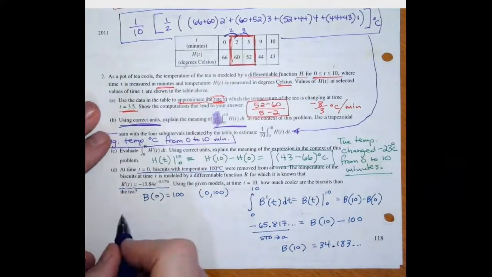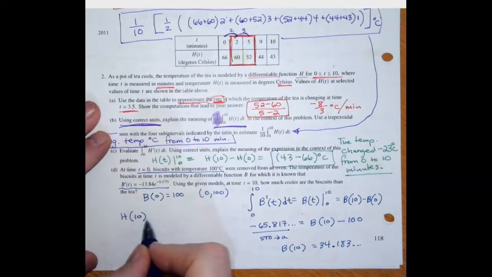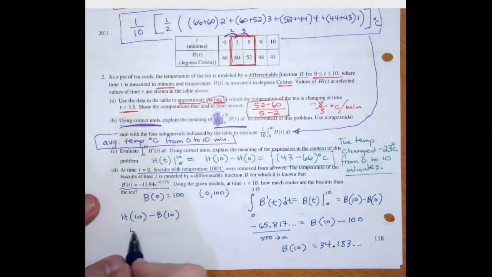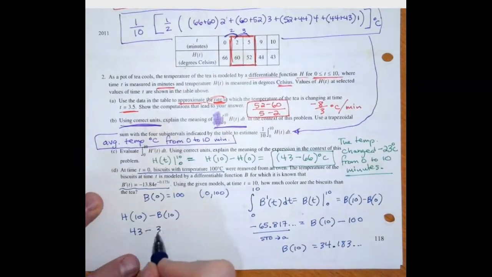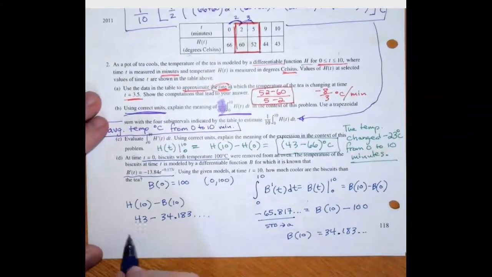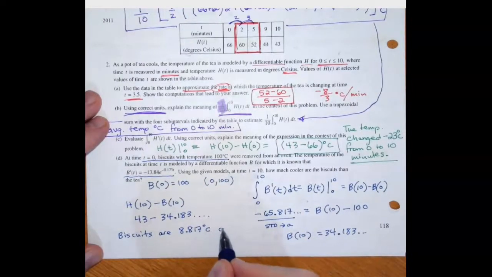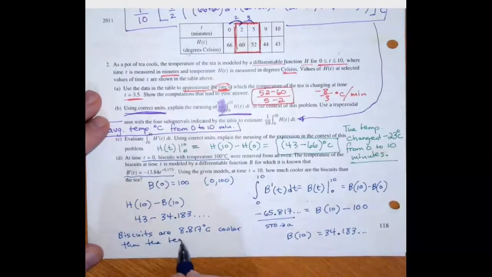Okay, so we need H of 10 minus B of 10. So H of 10 is 43 minus 34.183. So the biscuits are 8.817 degrees Celsius cooler than the tea at t equals 10 minutes.